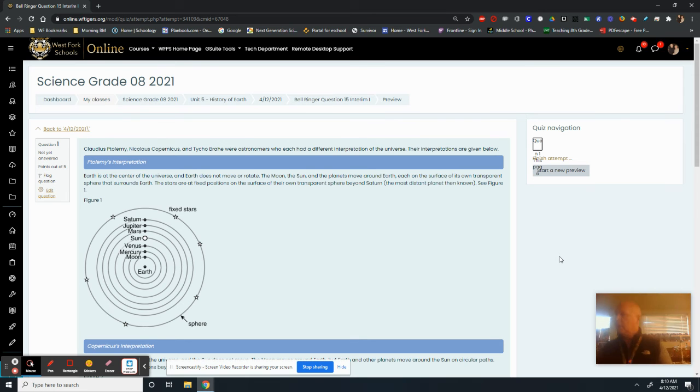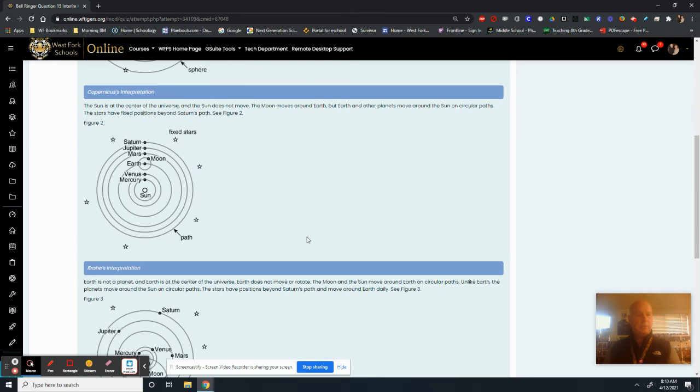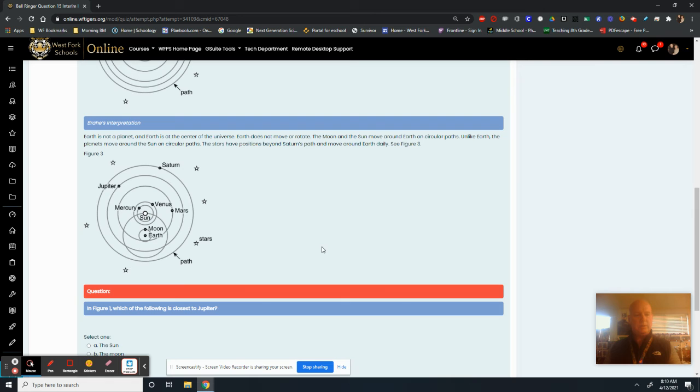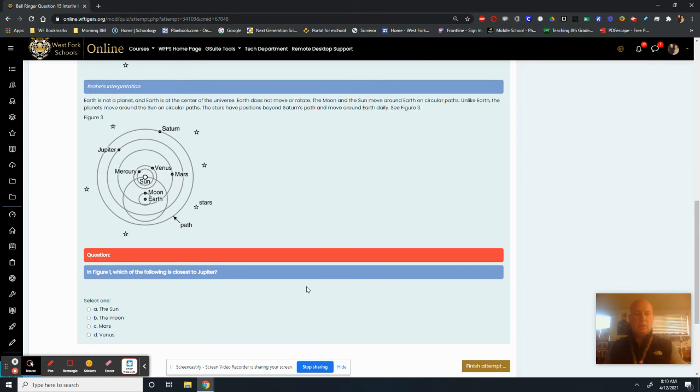So if you notice, I have 3 diagrams. So I got one right here. I have one right here. I have one right here. For you guys at home, you have one there. You have one there. I separated them in blue so that you could see that there were 3 easy ones. Question says, in figure 1, which of the following is closest to Jupiter?